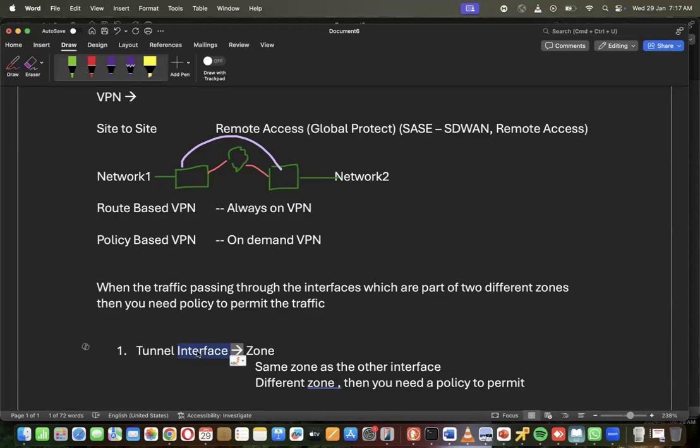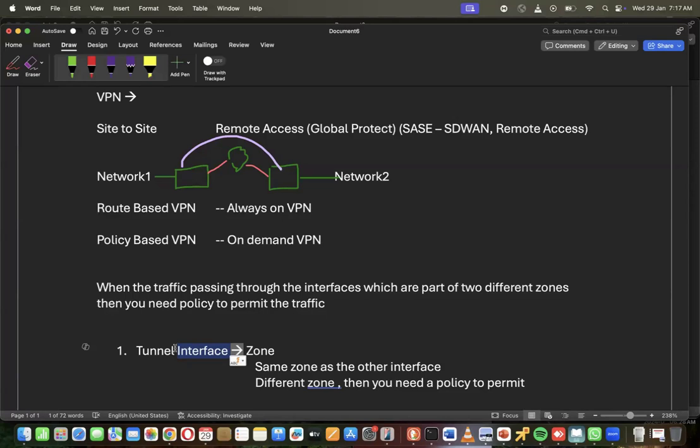But if the traffic is passing between interfaces which are part of different zones, by default it's not allowed, so obviously you need to have a policy. Normally for tunnel interfaces, we create a different zone and then associate the tunnel interface to the specific zone that we have created. But it is not necessary that you work the same way.